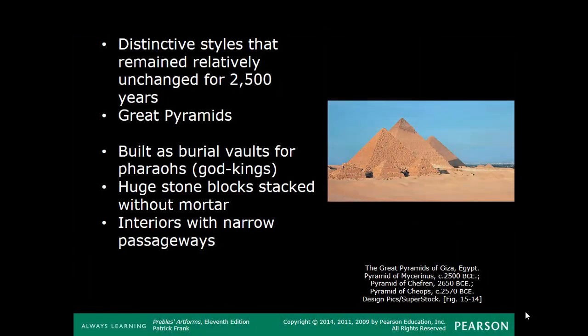And so here are the Great Pyramids, and these are the main ones. There are 4 of them. Okay, so these were built as burial vaults for pharaohs or god kings, and that they were a type of tunnel-like system. So you can probably guess they would bury the dead here, the dead pharaohs, alongside their belongings.